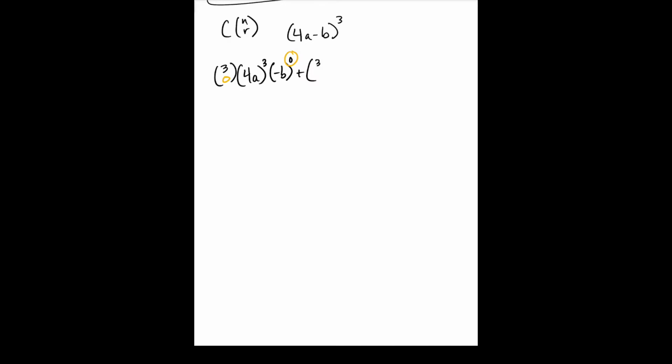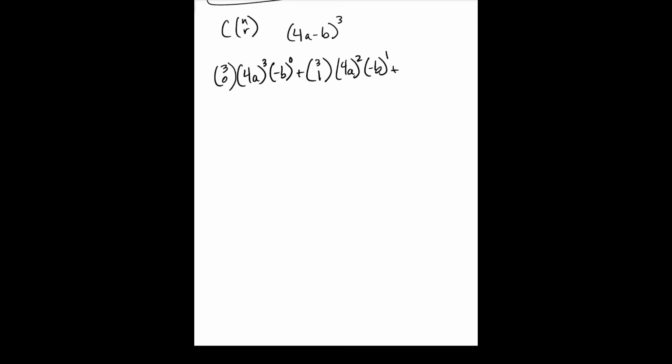plus my n choose 1 for my next term, so that's 4a, and it goes down 1, and then my negative b goes up 1. So again, notice how my b or my r is always there. This is the same number. Right, let me get rid of those, just in case of some confusion.